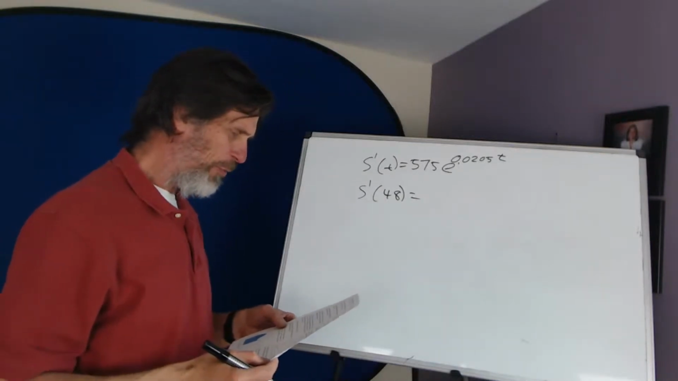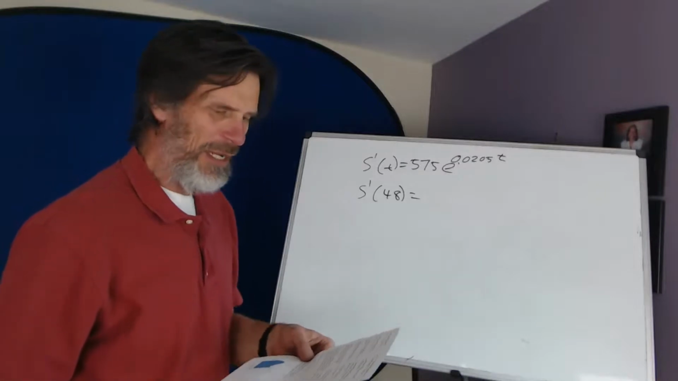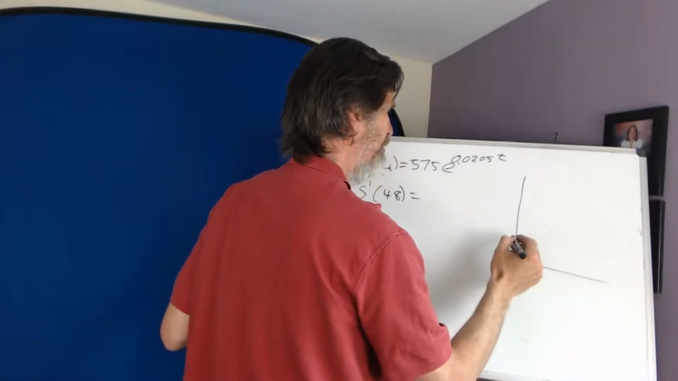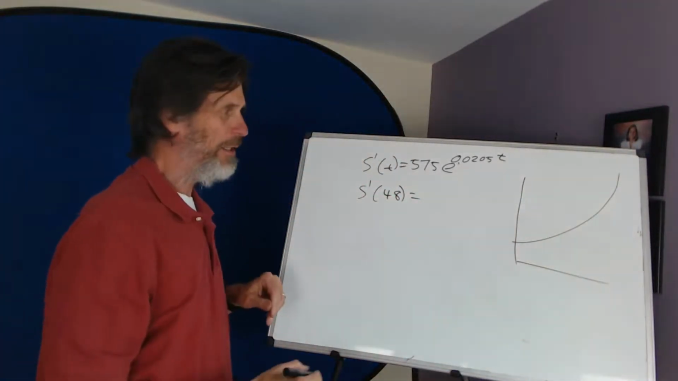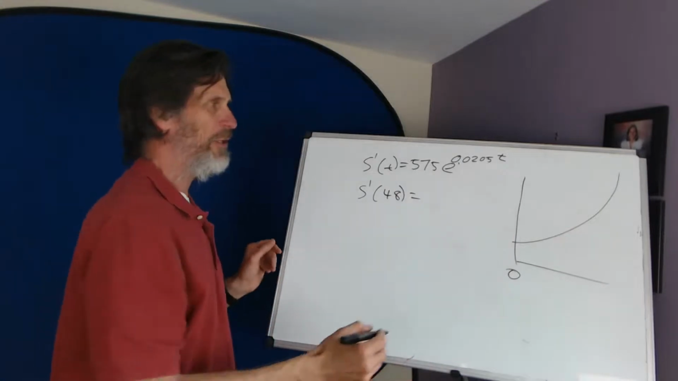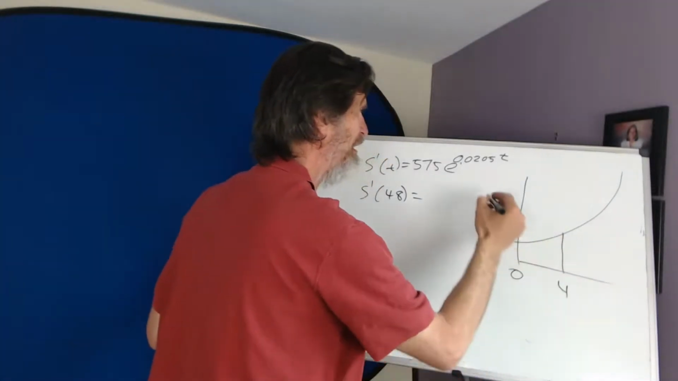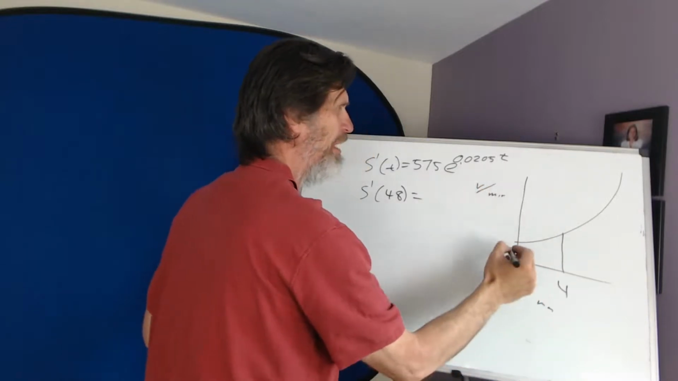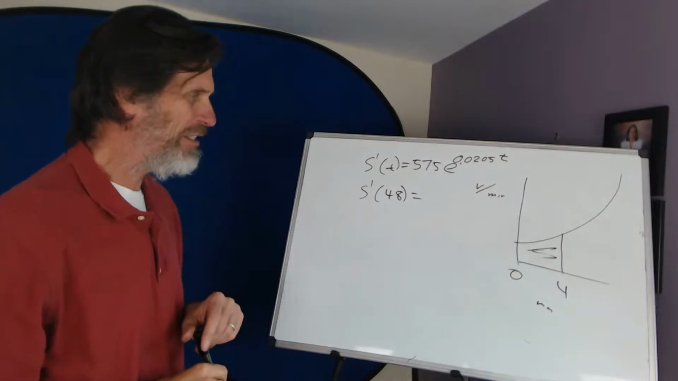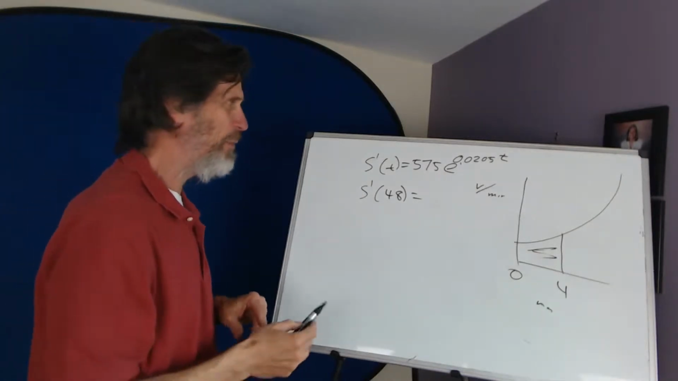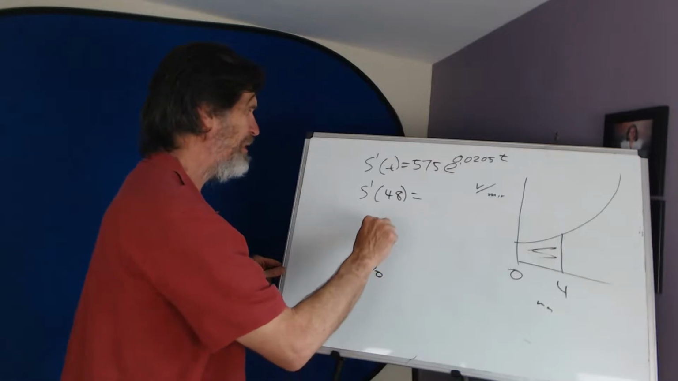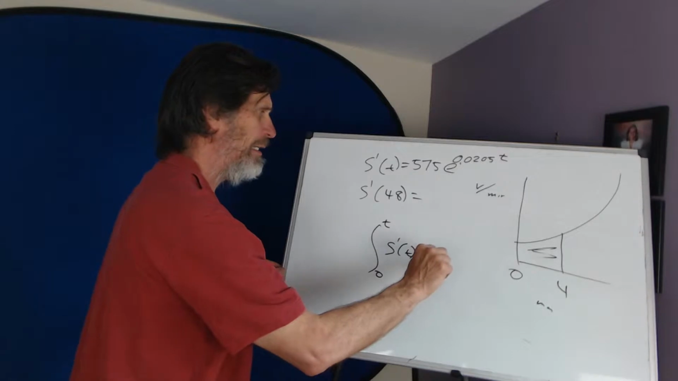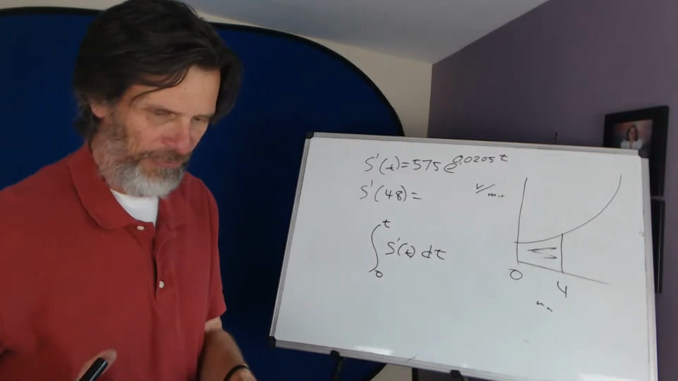Find an expression for the total number of vehicles sold T months after the start of 2014. Well, here's your sales rate. 0 starts 2014. We're talking about T months after 2014. This is vehicles per month, and this is the number of months. The area under the curve is the number of vehicles. So the number of vehicles sold would be the integral from 0 to T of S prime of T dt. Area under the curve.